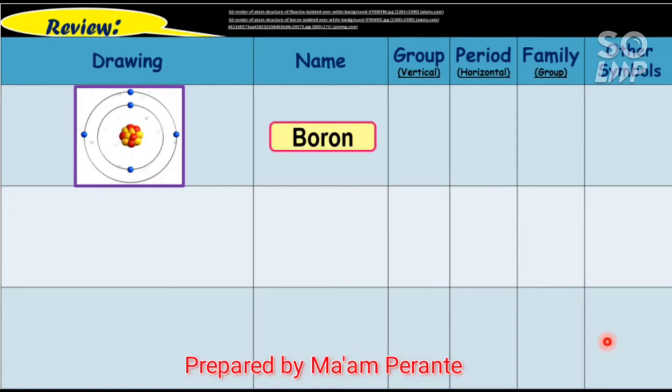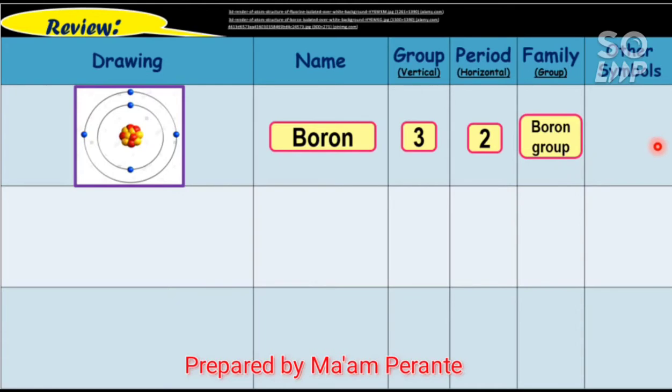And in the case of boron, you can see that the group number of boron is 3. That's the vertical column. And the period number of boron is 2, because that's the horizontal part of the periodic table. And then when we say family, we will call it the boron group.